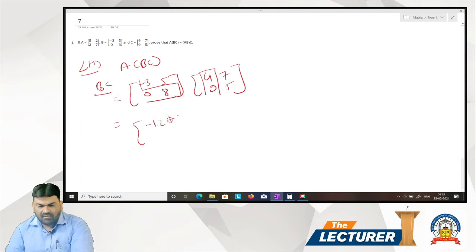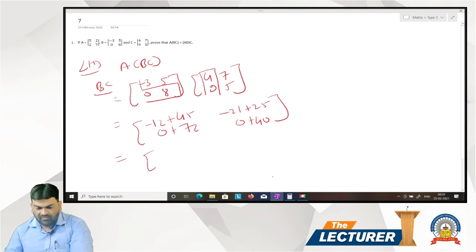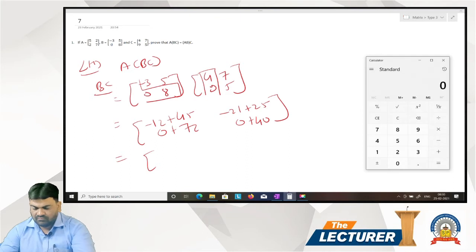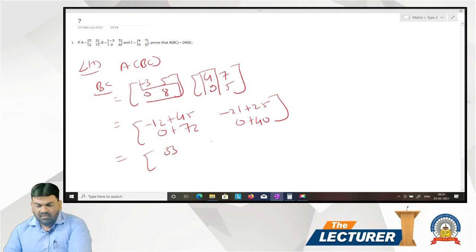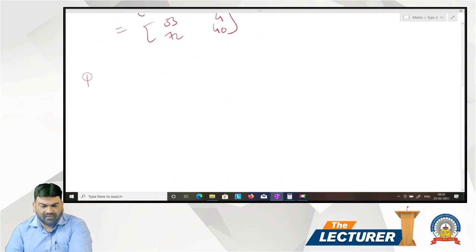Minus 12, 5 multiplied by 9, 45. 0, 8 multiplied by 9, 72. Second column, 27, 25. 0, 40. 45 minus 12, 33, 4, 72, 40. Right hand side, A multiplied by BC.